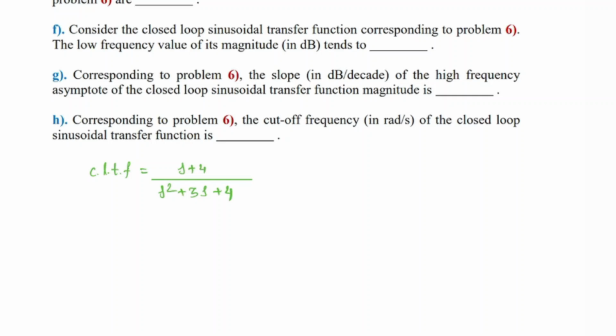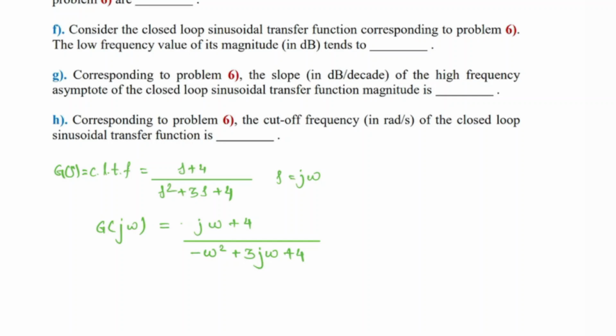So let me call this closed loop transfer function as G(s), contrary to what we have been doing. So this I'll write s as j omega because now we are interested in the frequency response. So j omega plus 4 divided by minus omega square plus 3j omega plus 4.